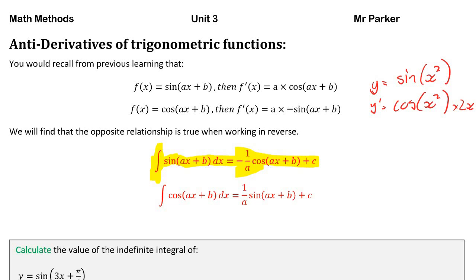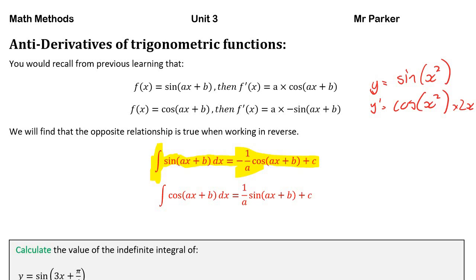It's a negative, you just swap it. So if it was a negative sine, ax plus b dx, would you make it just positive? Yeah. Cos, but with 1 over a. Yeah. Because we're dividing through by the derivative of the inner. Another way of saying divide by is saying times by 1 over. Just a different way of writing it.